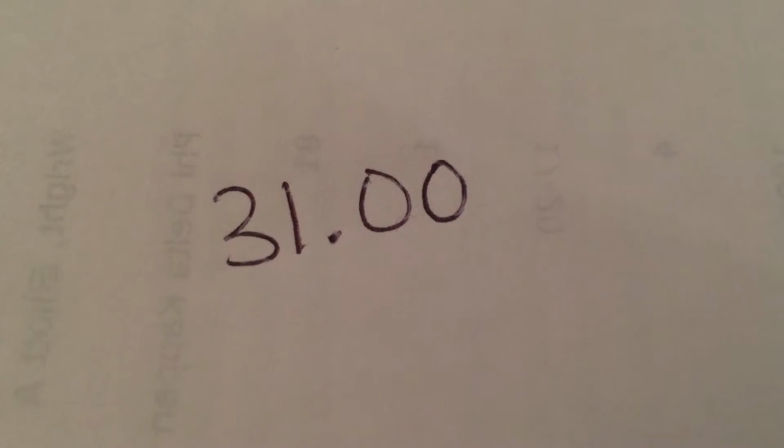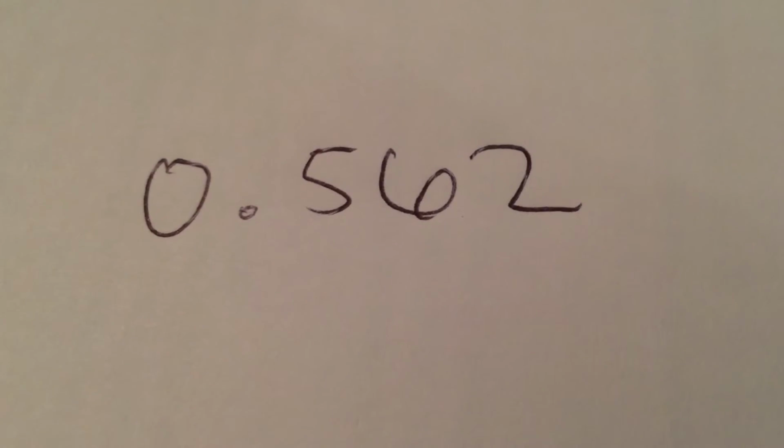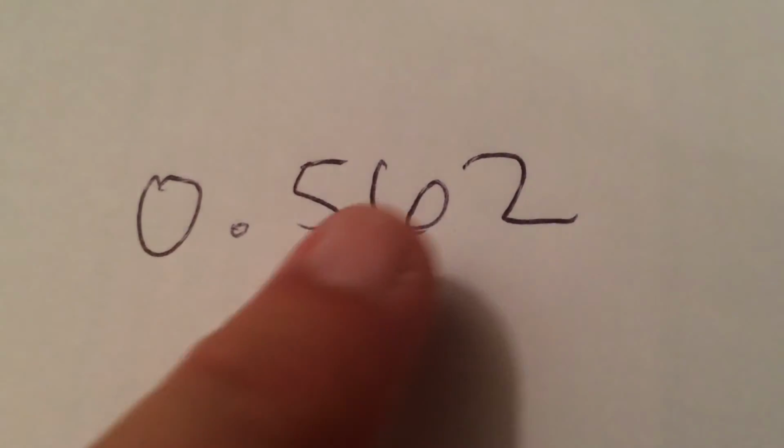31.00. Start with the first non-zero number from on the left, since it has a decimal. 1, 2, still counting all the zeros. 3, 4. 4 significant figures. Start with the first non-zero number from on the left. 1, 2, 3. 3 significant figures.